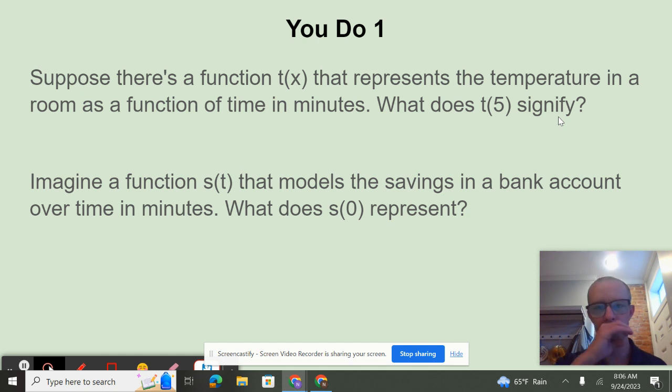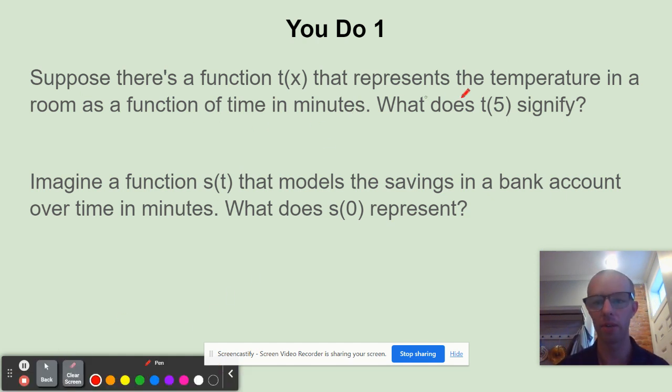All right. Hopefully you solved these on your own and you're ready for me to go over it real quick. I'm not going to write anything on the YouTube, so just listen, listen, listen. What does t of 5 signify here? Well, the input to this function is the amount of time that's gone by, and the output is the temperature in the room.